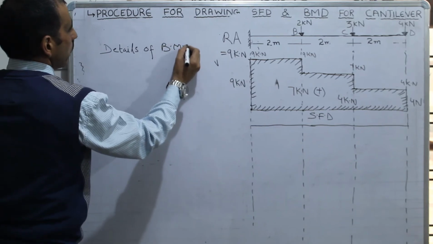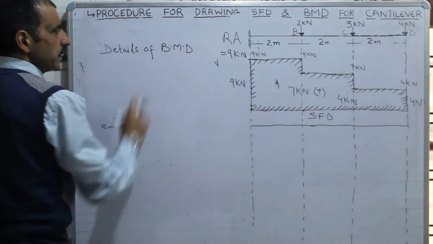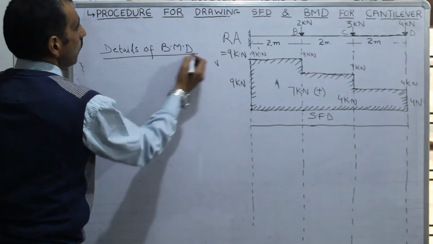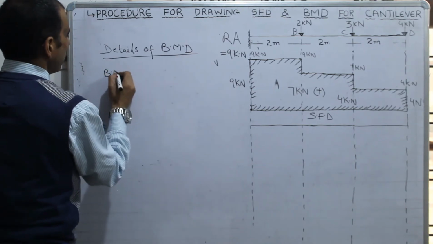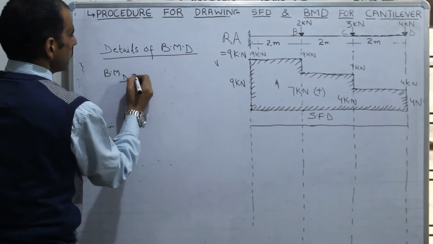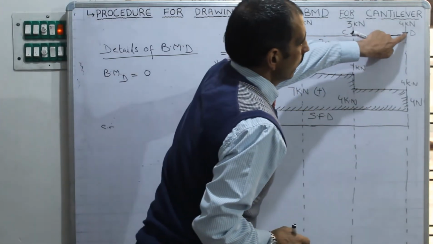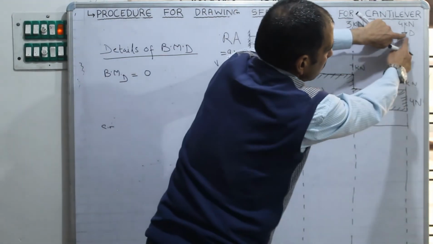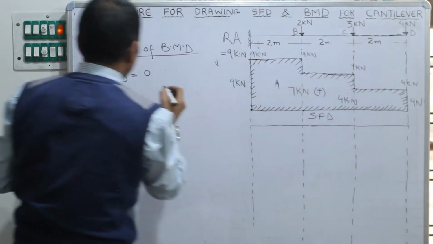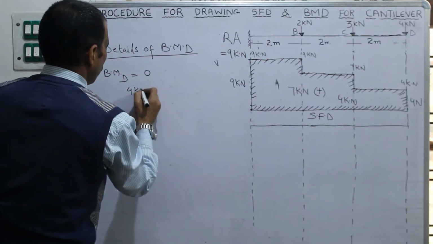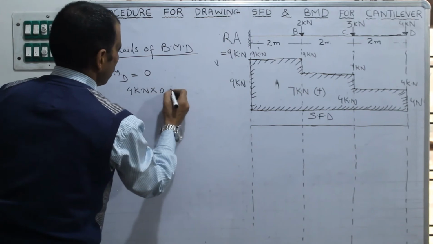Bending moment diagram. B means bending, M means moment, D means diagram. Okay? Bending moment at D, that is automatically 0. अगर हम देखेंगे भी यहाँ, देखिए 4 किलो न्यूटन, डिस्टेंस कितना है D पर? 0. 4 किलो न्यूटन multiplied by 0, it comes 0.